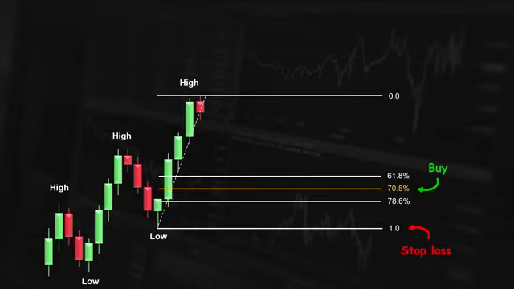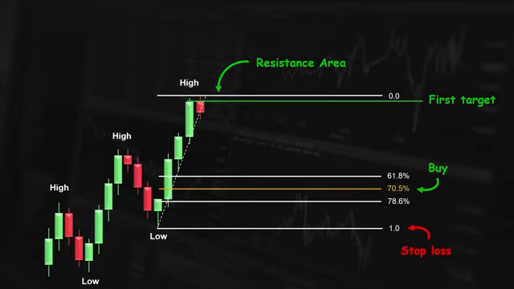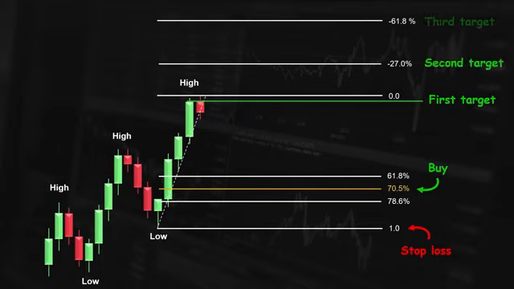The last step is managing the trade and defining the targets. We know that if the price taps into this area, it will most likely act as resistance and reject the price lower. So our first target would be just before reaching this level, which could be the close of the highest candle. For the second and third targets, we will aim for the -27% and -61.8% retracement levels. Let's have a recap in the bearish scenario.